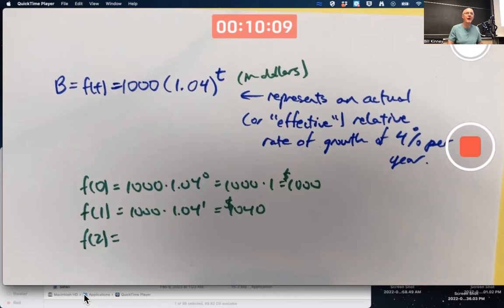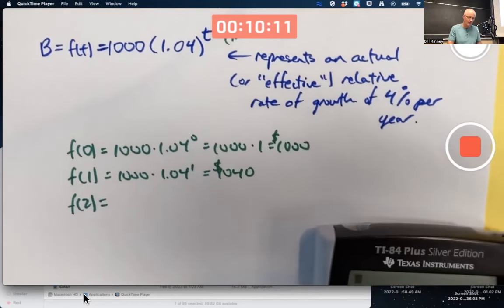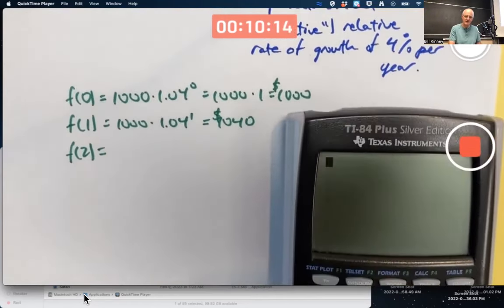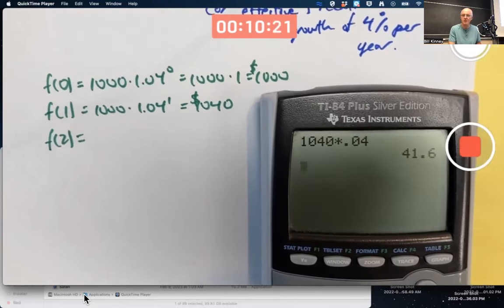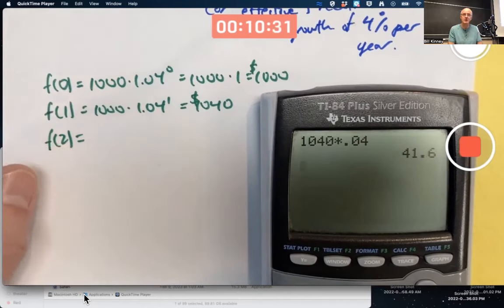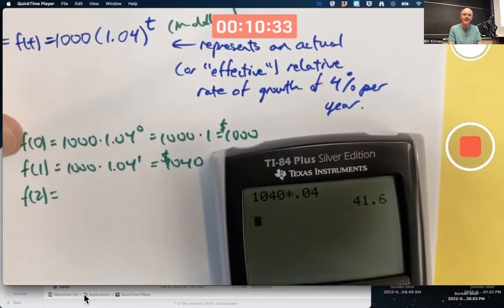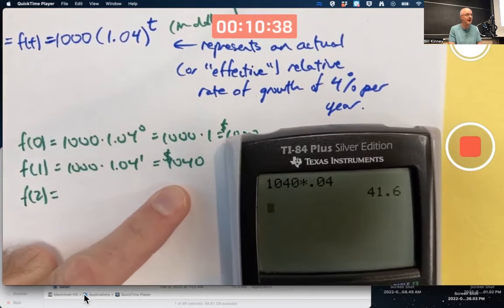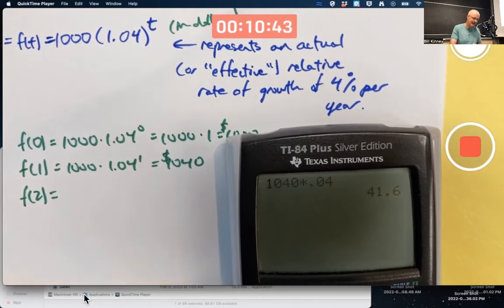At time 2, it should grow by another 4%. What's 4% of 1,040? Take your calculator, type 1,040 times 0.04. 4% of 1,040 is $41.60. So that's how much it should grow by. So when I use this formula with t equal to 2, I should get 41.6 more dollars. The final balance should be $1,081.60. Let's see if that happens.